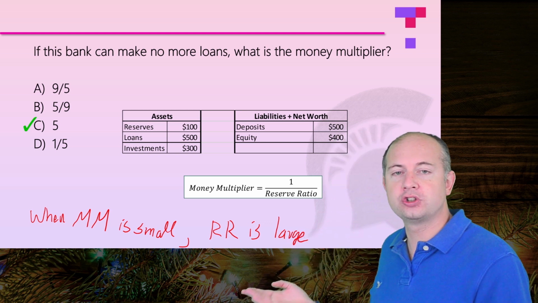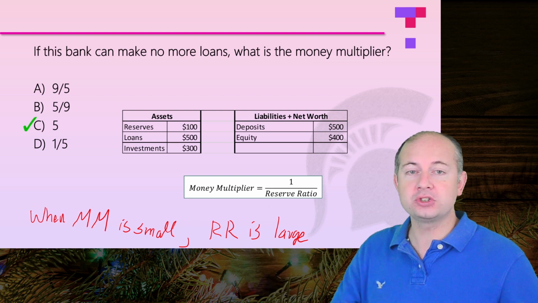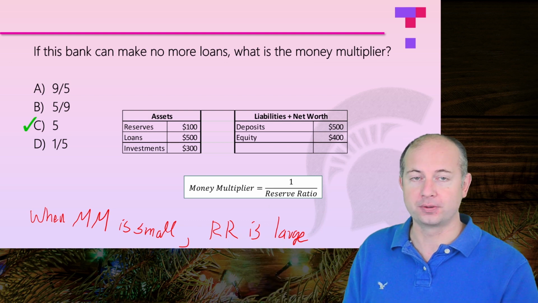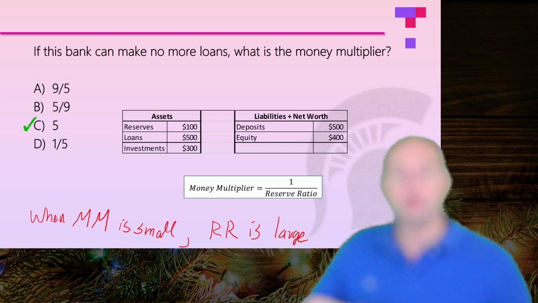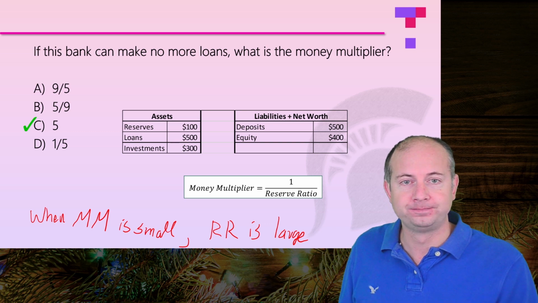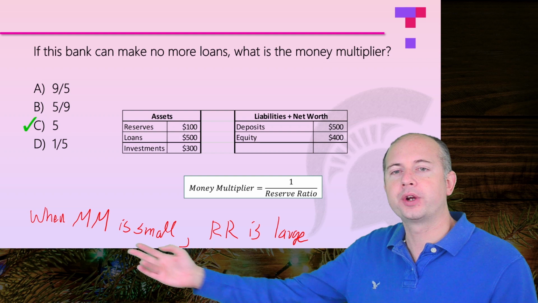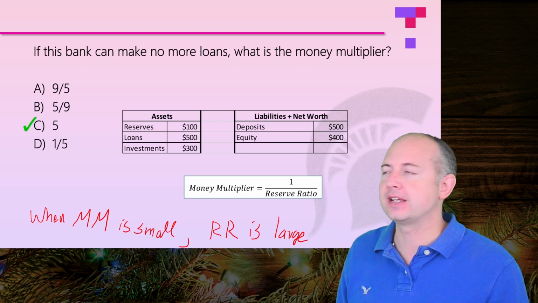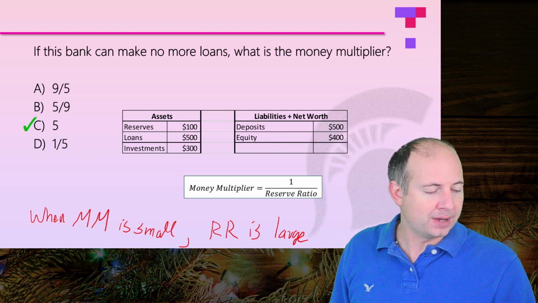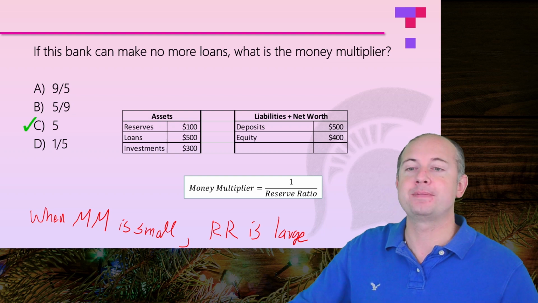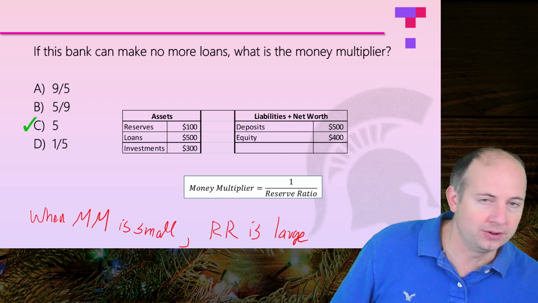So when the reserve ratio is large, that means more of the money is being kept in the vault. When it's kept in the vault, it can't be loaned out. So when the reserve ratio is large, we're going to have a smaller money multiplier because we're not going to see money multiplied out as much, because it's not being loaned and redeposited and reloaned out as much.